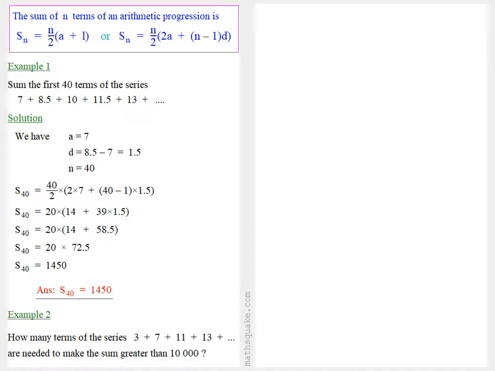Let's look at a second example. How many terms of the series 3 plus 7 plus 11 plus 13 and so on are needed to make a sum greater than 10,000?